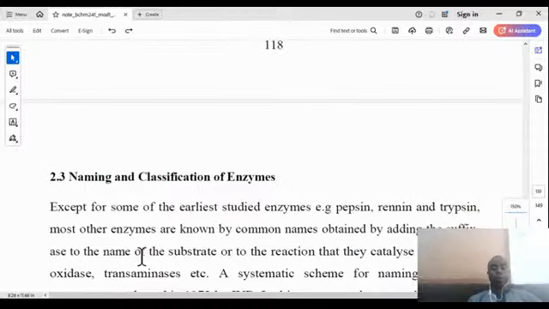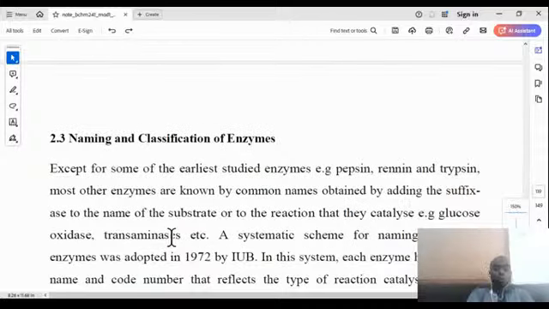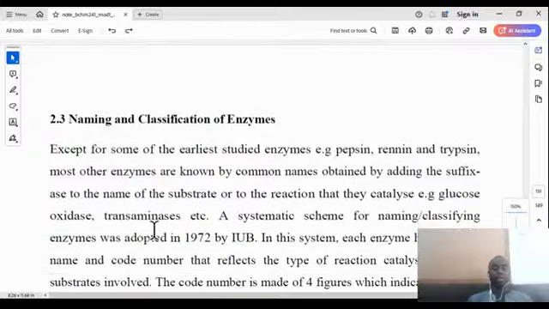And after hearing what cofactors are, let's quickly look at how these enzymes are named and how they are classified. Except for some of the earliest studied enzymes like pepsin, renin, and trypsin, most other enzymes are known by their common names, which are obtained by adding the suffix -ase to the name of the substrate or to the reaction they catalyze. For example, glucose oxidase and transaminases.